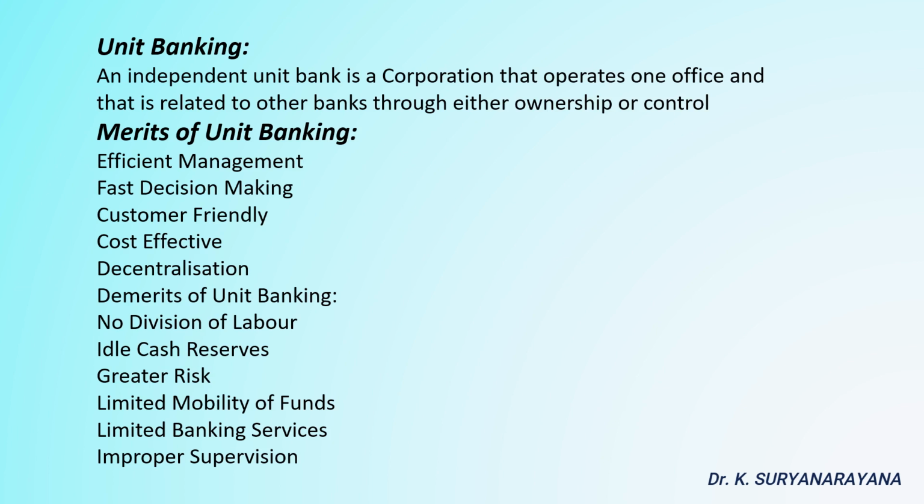Limited banking services. Unit banks are small in size. They offer only a limited number of services to their customers, because of which the customers usually depend upon other branches for the other services. Improper supervision. Unit banks are difficult to be supervised and controlled because they function independently in various local areas according to the central banking authority and government. Thus, this increases the chances of fraud or irregularities.